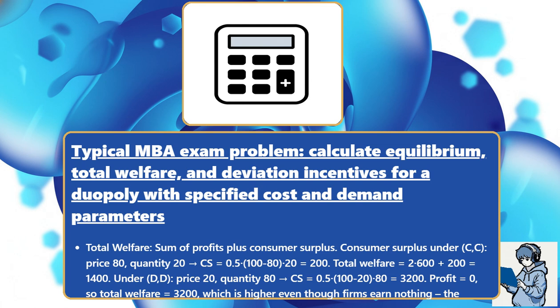Under defect, defect, price equals 20, quantity equals 80, consumer surplus equals 0.5 × (100 − 20) × 80 = 3,200. Profit equals 0, so total welfare equals 3,200, which is higher even though firms earn nothing. The classic trade-off between firm profit and consumer surplus in a prisoner's dilemma.